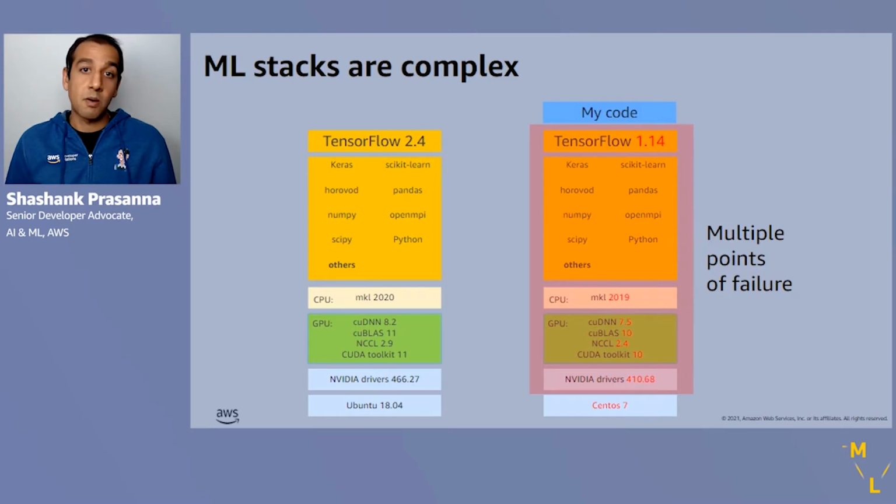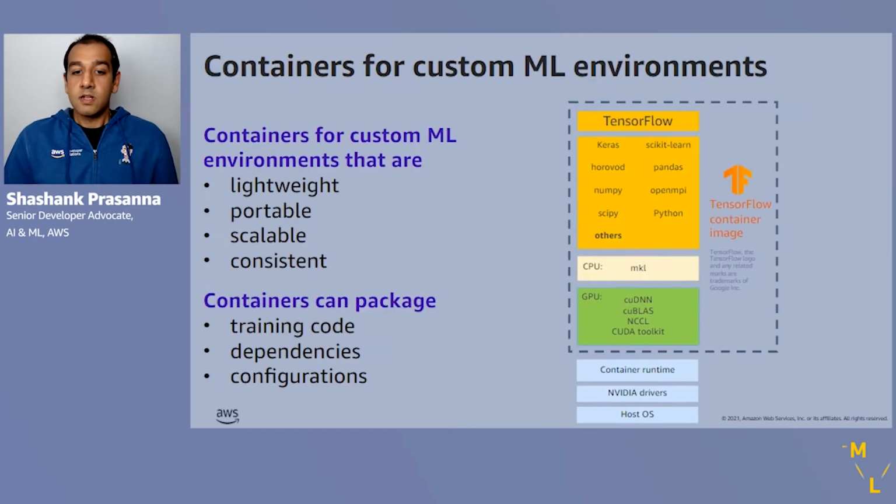So it could fail in a number of these different places in your entire stack, which can lead to you not having a portable environment that's consistent and that's shareable with others, especially when you build a custom environment with your custom libraries. So one way to address this problem is to use containers.